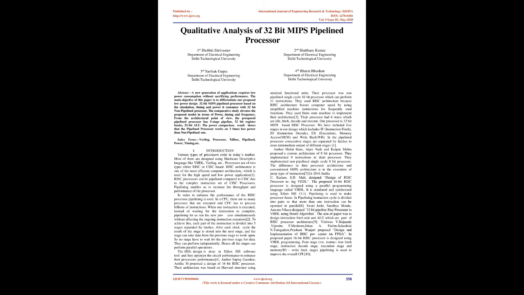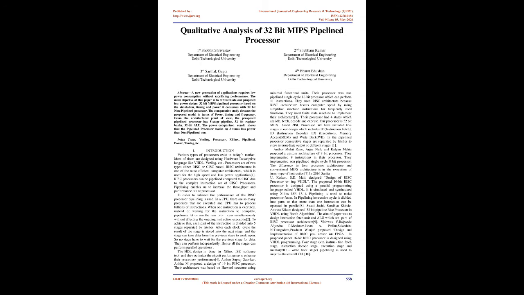I. Introduction. Various types of processors exist in today's market. Most of them are designed using hardware description languages like VHDL, Verilog, etc. Processors are of 2 types, either RISC or CISC based. RISC architecture is one of the most efficient computer architectures, which is used for high speed and low power applications. RISC processors can be pipelined compared to CISC due to the complex instruction set of CISC processors.